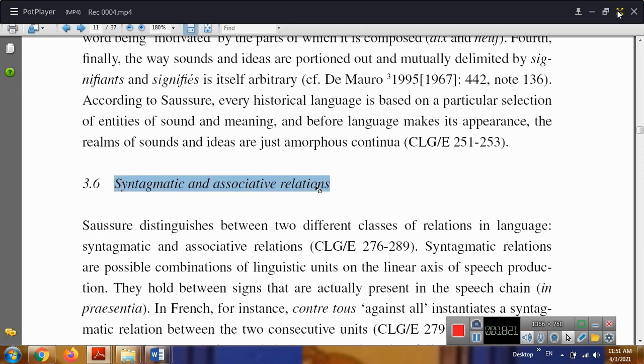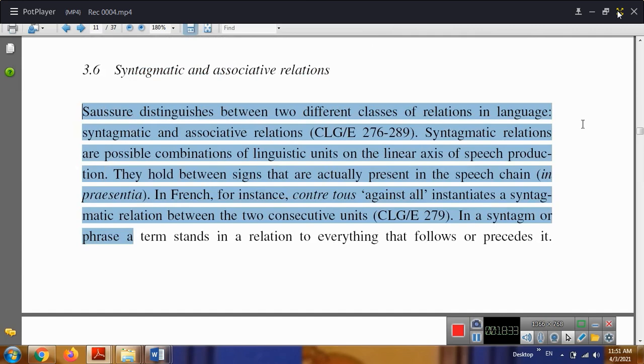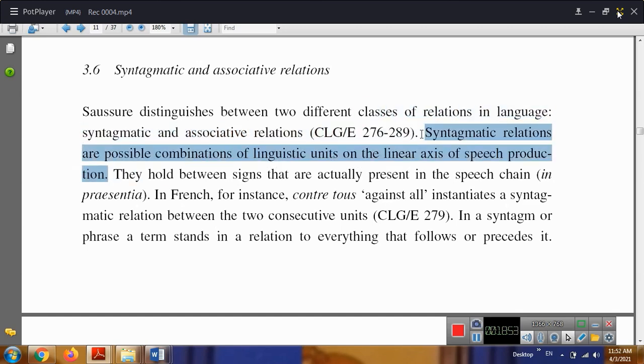Syntagmatic and associative relations. Another dichotomy and concept which Saussure pays attention to is syntagmatic and associative relation. Saussure distinguishes between two different classes of relations in language: syntagmatic and associative relations. Syntagmatic relations are possible combinations of linguistic units on the linear axis of speech production.